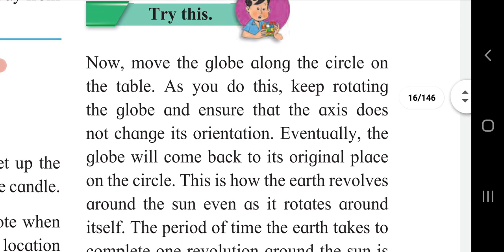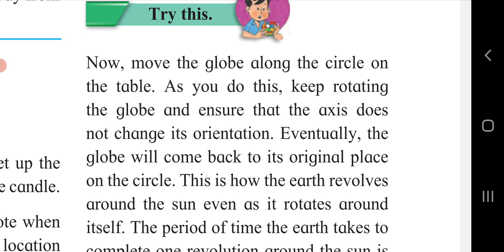Try this. Now move the globe along the circle on the table. As you do this, keep rotating the globe and ensure that the axis does not change its orientation. Eventually, the globe will come back to its original place on the circle. This is how the Earth revolves around the sun even as it rotates around itself. As I told you in the previous period also, when revolving around the sun, the Earth rotates on its own axis also. The bindi, when it starts moving, will come back to the same place where we had started, one time. It means that one rotation will be completed.